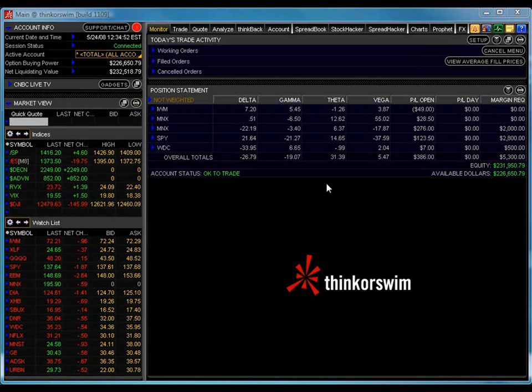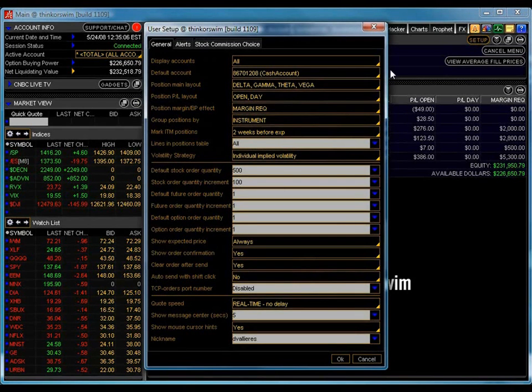Now I use the Thinkorswim platform, and this is pretty much the way you're going to see the Thinkorswim platform when you open it up for the first time. But if you don't, you can always go to this Setup tab up in the top right hand corner. Just click Setup. You can have it display all of your accounts, just some of your accounts, which default account you want it to go to. I have 2 accounts on here.